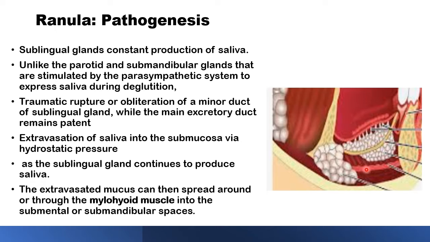The mylohyoid muscle is the diaphragm that forms the floor of the mouth. If the ranula extends beyond this floor of the mouth diaphragm, beyond the mylohyoid muscle, it would present in the neck, either in the submental or the submandibular or even the parapharyngeal space. A ranula could present in the neck either through the posterior free edge of the mylohyoid muscle or through one or more dehiscences or clefts in the mylohyoid muscle.